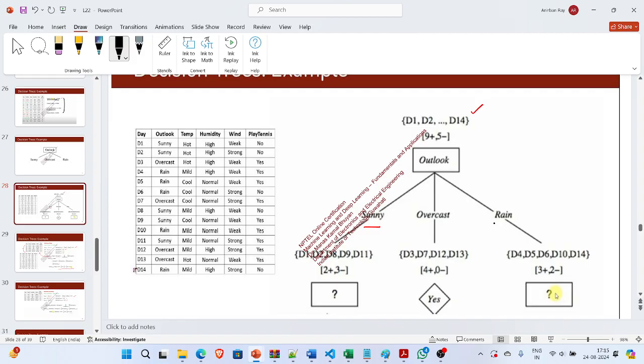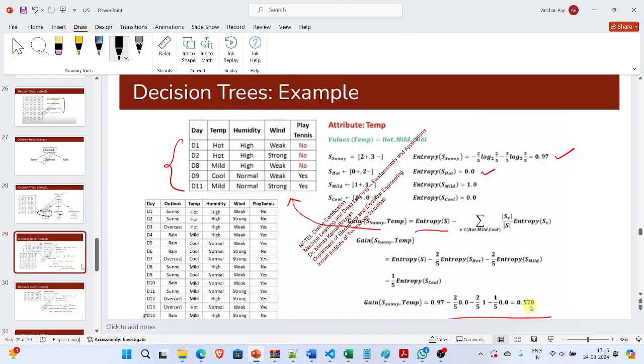In sunny, as you can see, these are the days we have, plus 2 minus 3. And a very interesting thing is that just after one classification we are able to classify overcast, because in overcast all are yes. So we have already reached a classification. If we are given an overcast condition, it means play tennis.